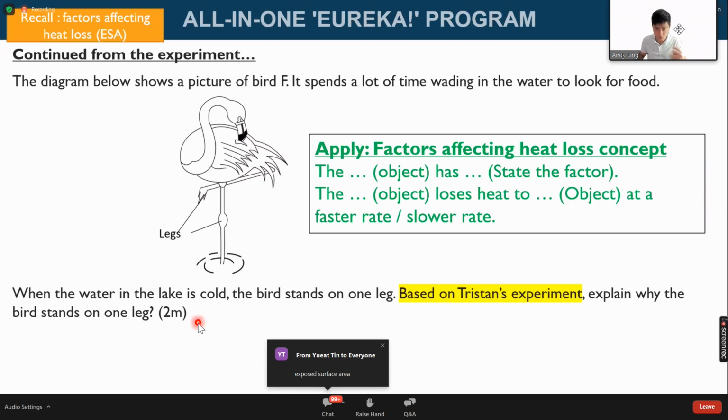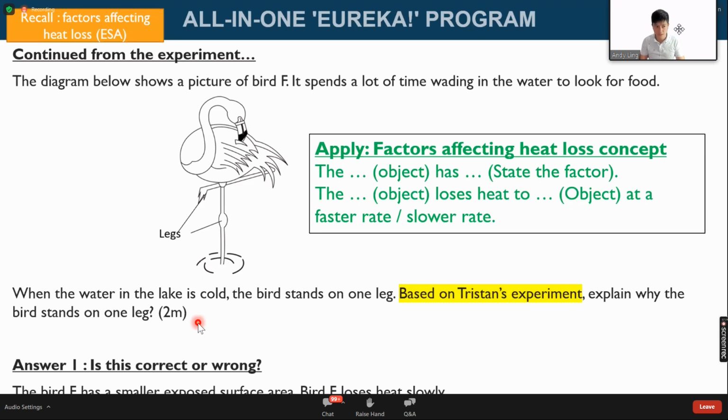So now, parents, let me show you an answer, whether this is right or wrong. Remember, recall, realign, apply, right? Is there any realignment here? I shared already. Heat loss to somewhere. That's realignment. Apply is the answering technique. So let's see this. Is this correct? The bird F has a smaller exposed surface area, and bird F loses heat slowly.